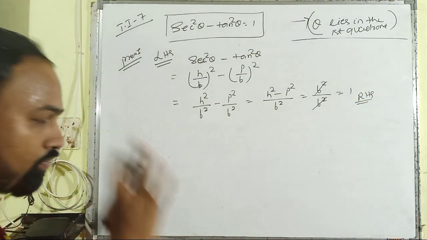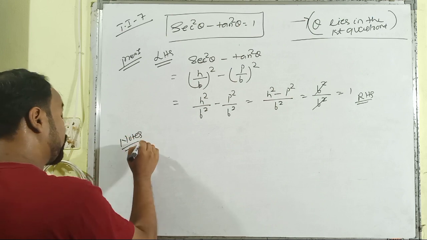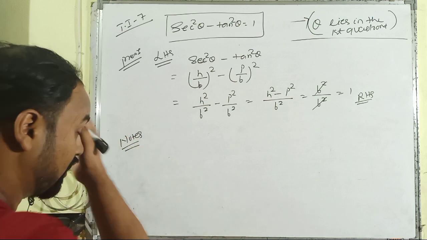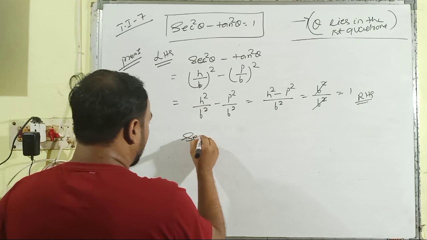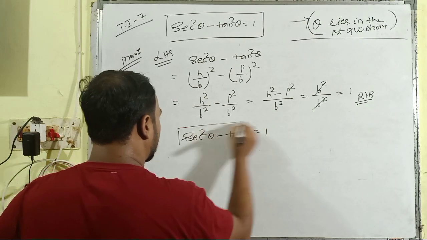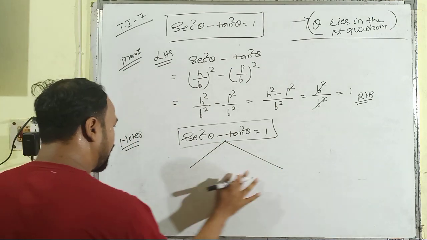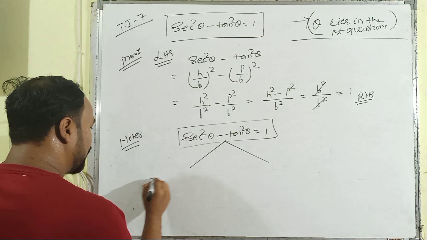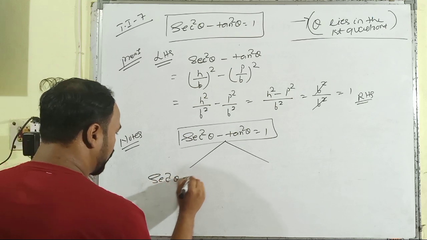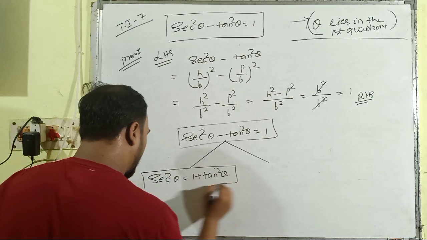And here it is proved. But again we have to go for some of the fundamental notes, and you can say that these are some of the formulas. So sec square theta minus tan square theta is equal to 1. This is itself a formula. Then let us go through some of the other formulas here. Sec square theta is 1 plus tan square theta. It is one of the formulas.